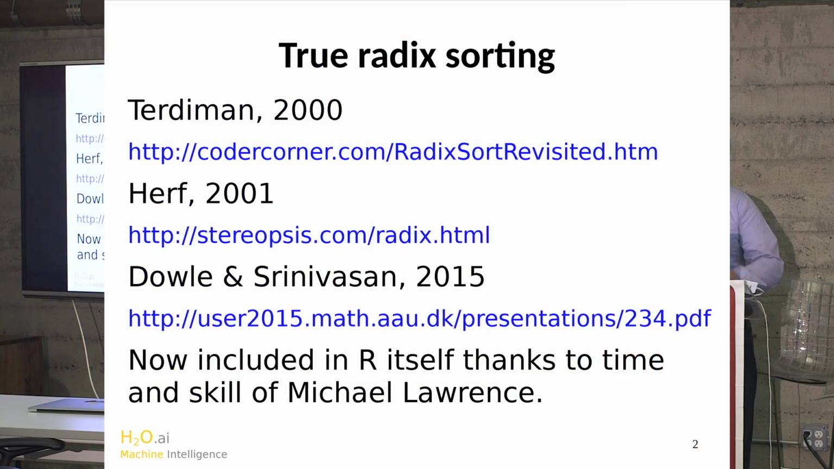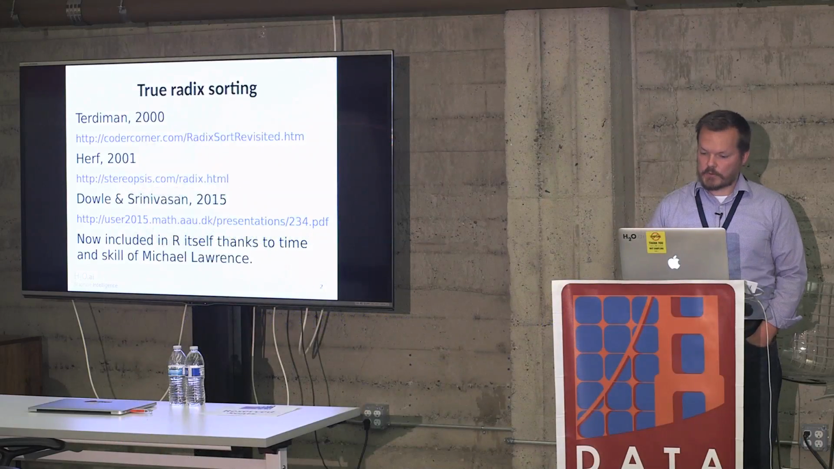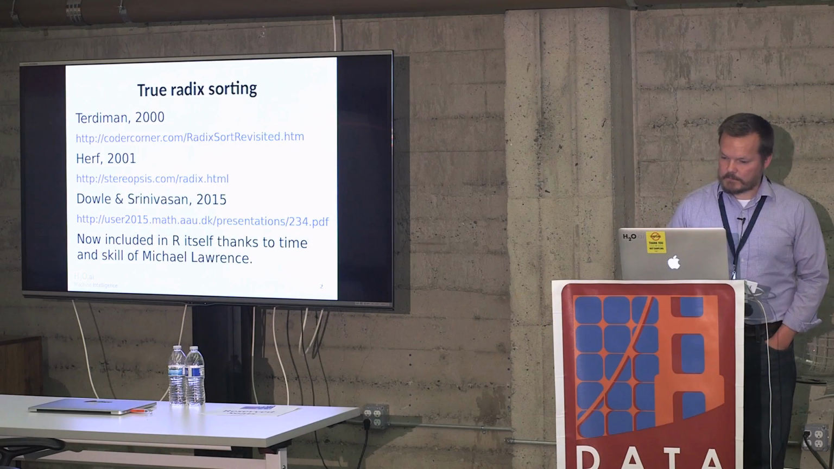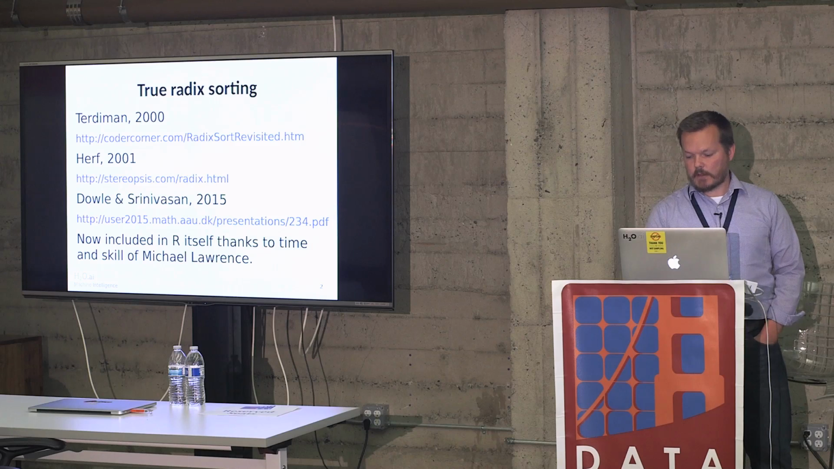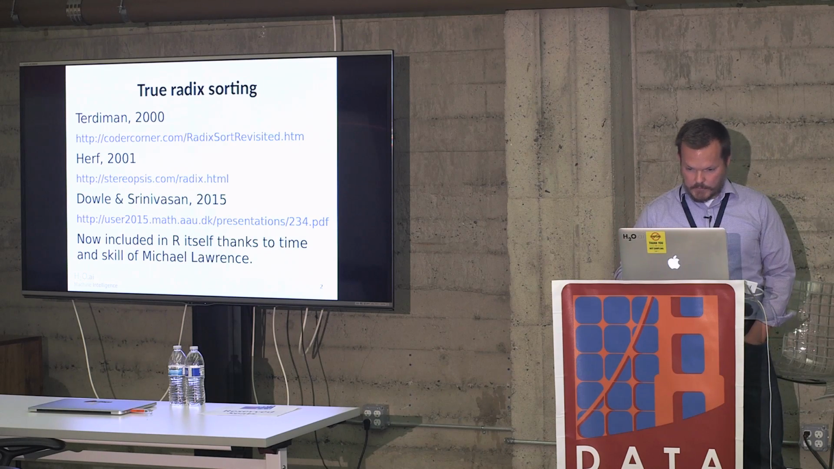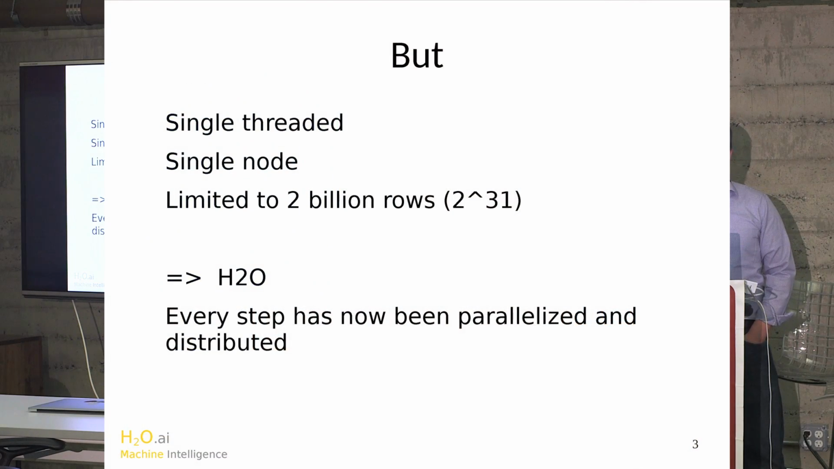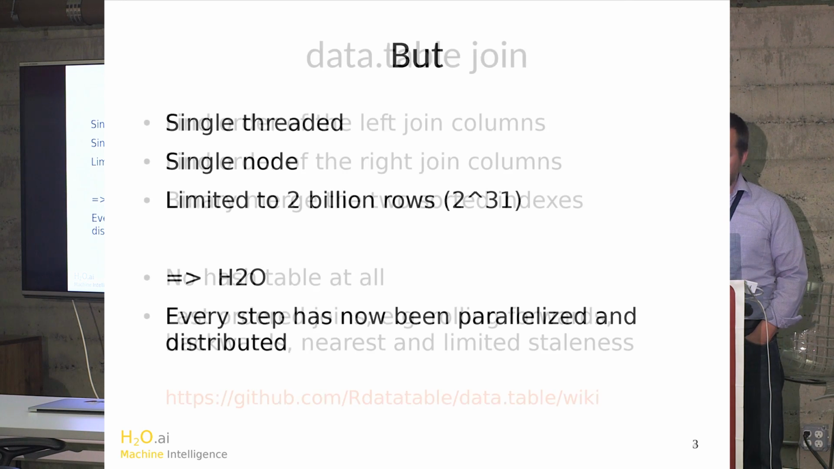And just to reiterate where this true radix sorting comes from, these two articles gave us the idea originally on how to sort differently and how we can sort floating point data. And we extended this. Their articles sort radix backwards, but we're going forwards. And that's been included in R itself to make sorting much faster. In the last few weeks, that's been released. But it's single-threaded, single node, and limited to 2 billion rows in data table. So that's been parallelized in H2O.